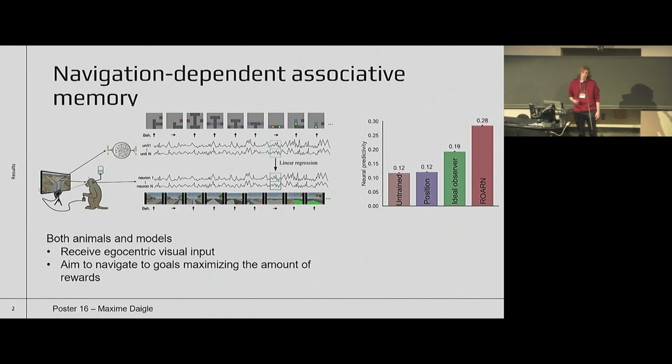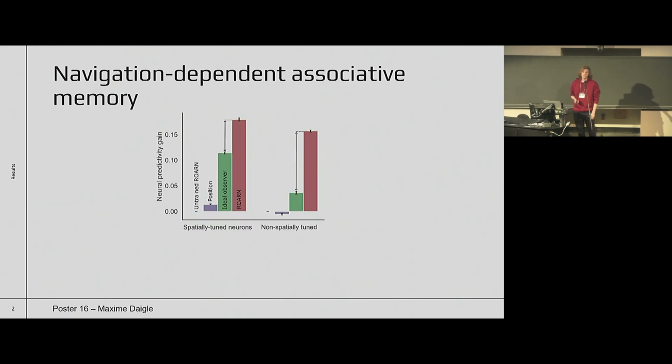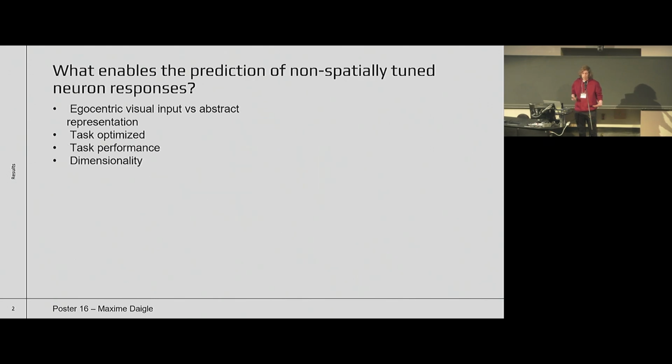But what is really interesting about this is that this improvement is not uniform across all neurons. What we see is that the simple linear combination of features is actually pretty good at predicting the responses of spatially tuned neurons, and that the added complexity of the deep model provides limited improvement. But for non-spatially tuned neurons, this added complexity is really required to predict the responses of that subset of neurons. And so there's a lot of difference between those two models.